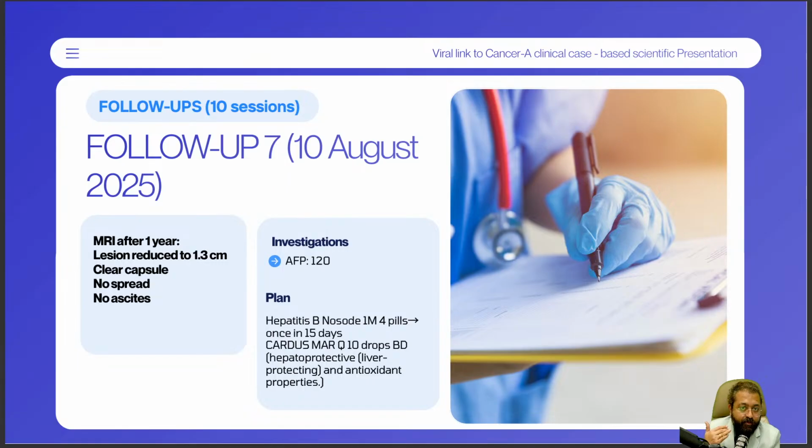Now what is important? Now we need to strengthen the organ. A medicine with hepatoprotective and antioxidant properties is to be given. So here we chose Carduus marianus, again 10 drops BD.